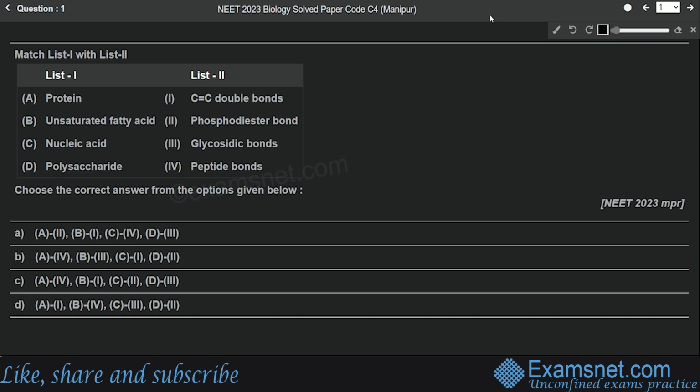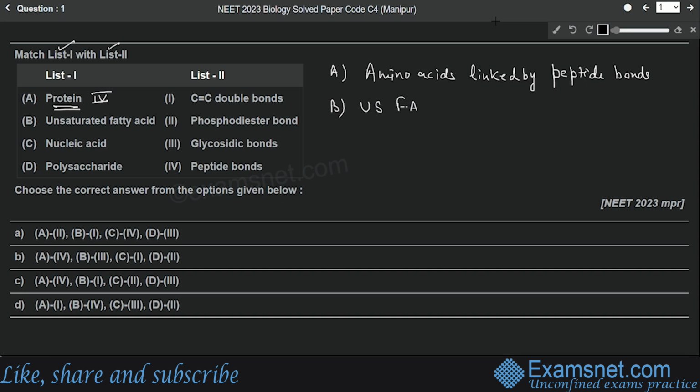The first question is from the chapter biomolecules, and here we have to match list 1 with list 2. The first thing mentioned in list 1 is protein. We know that protein is a polymer of amino acids, and these amino acids are linked by peptide bonds. So the correct match for A will be number 4. Then the second one is unsaturated fatty acids. Unsaturated fatty acids have one or more carbon-carbon double bonds. Saturated fatty acids have single bonds and unsaturated fatty acids have double bonds. So the correct match for B will be number 1.